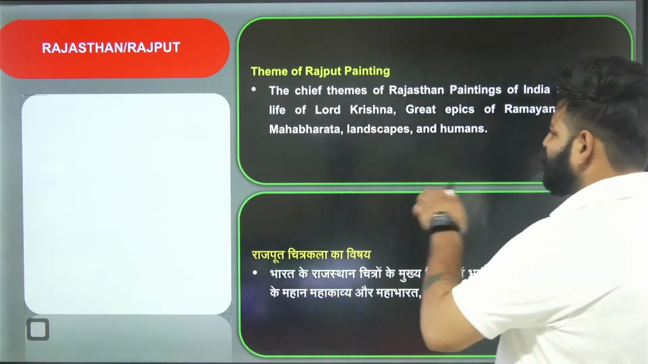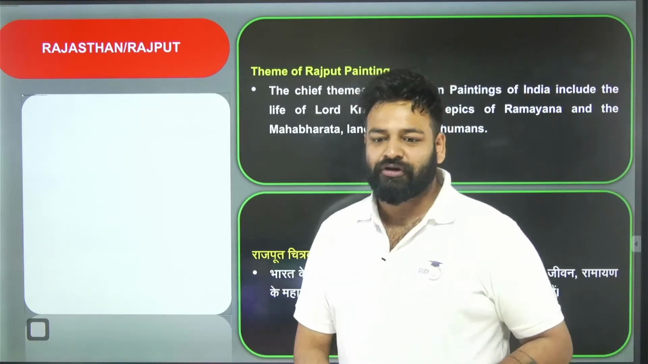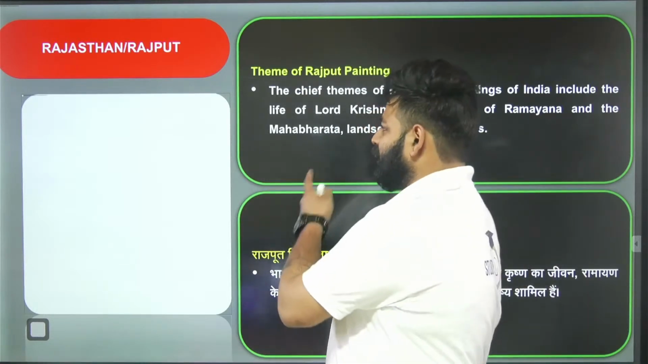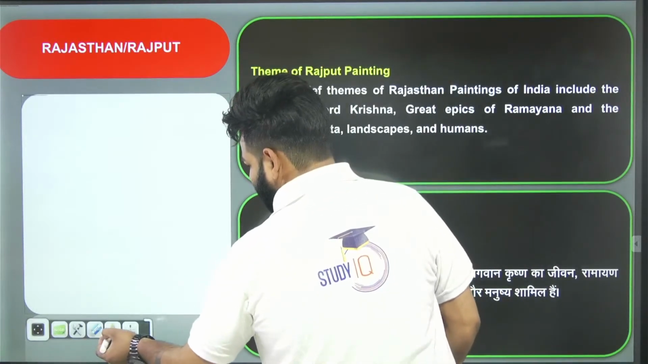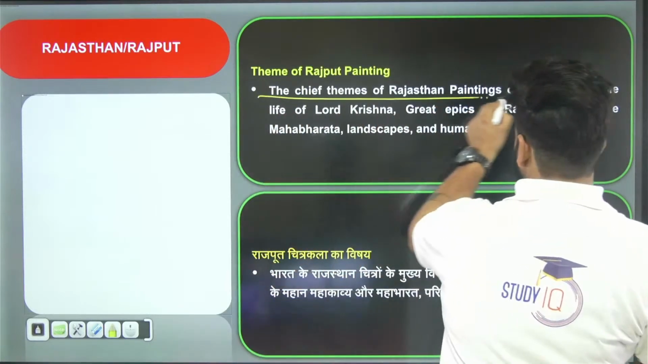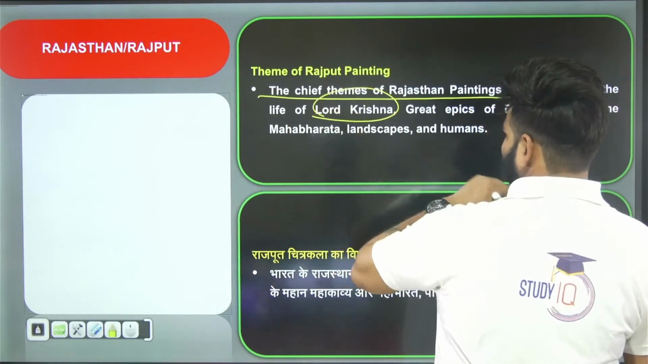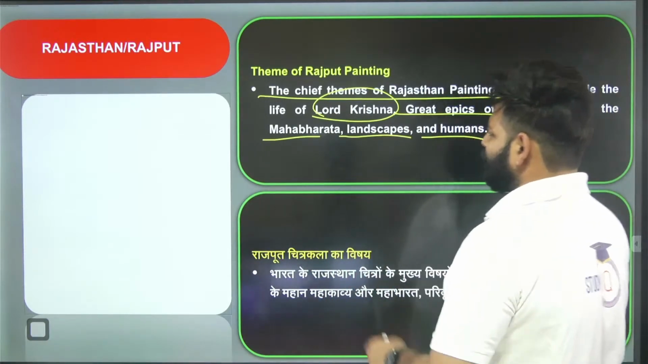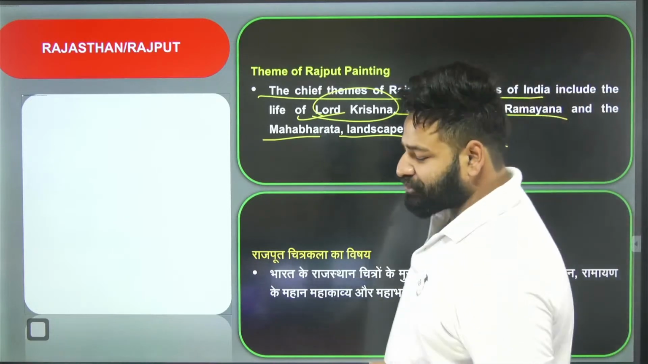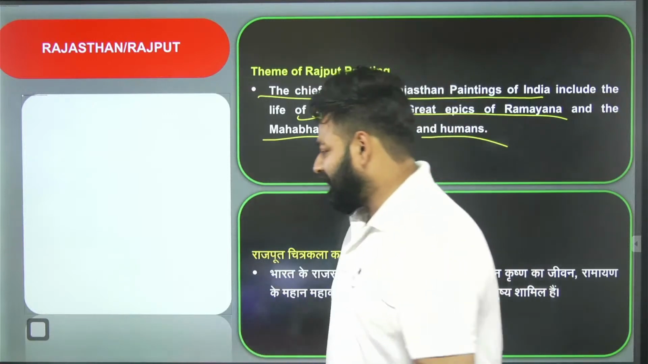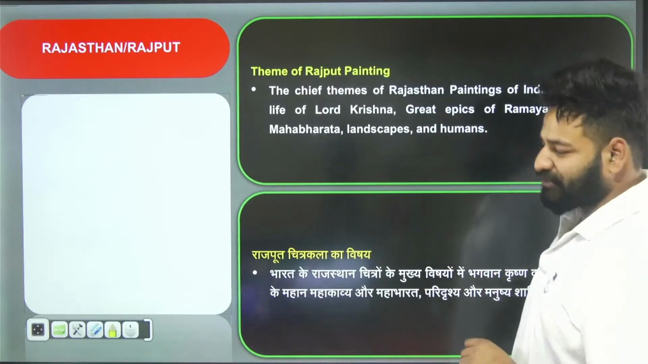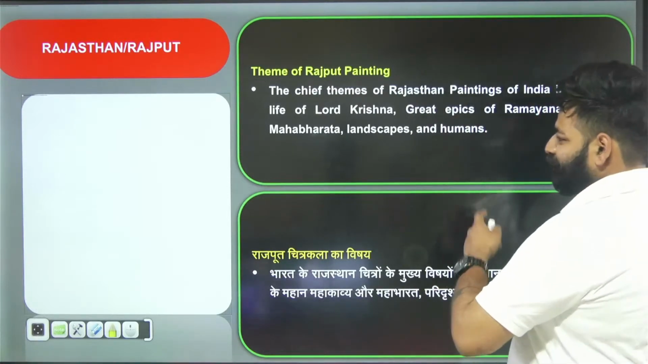So, specifically talking about the themes of Rajput paintings, what were they based on? Simply speaking, Rajput paintings were based on Lord Krishna's life, the great epics of Ramayana and Mahabharata, landscapes and humans. Lord Krishna was the most important theme of the Rajput school of painting. Apart from that, there were the epics of Ramayana as well as Mahabharata, and humans as well.